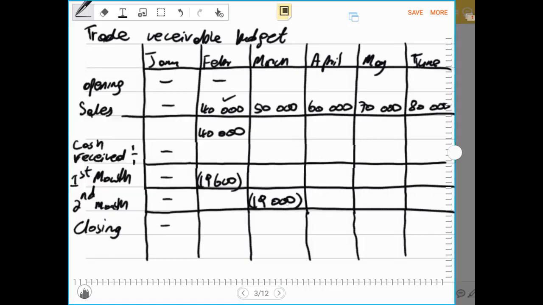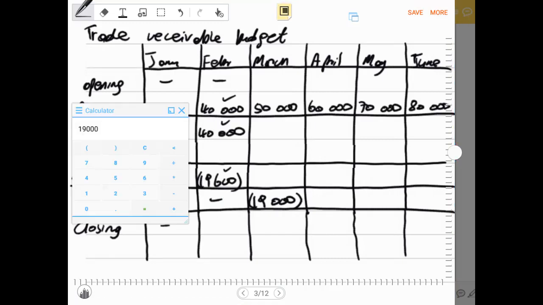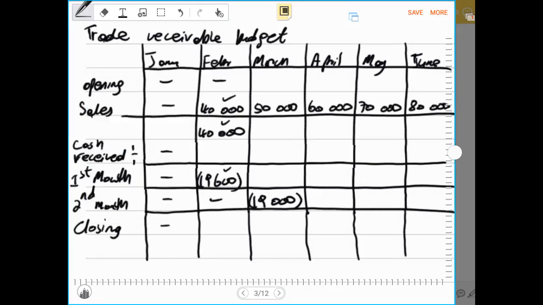So now these are the ones that will pay in the second month. When it comes to the 40,000, we are now done with the 40,000. It means 40,000 less 19,000 here. Then there was no second payment. Then this will give us 40,000 less 19,600, which will give us 20,400 rands. It will be 40,000 less 19,600. It will be 20,400 rands.